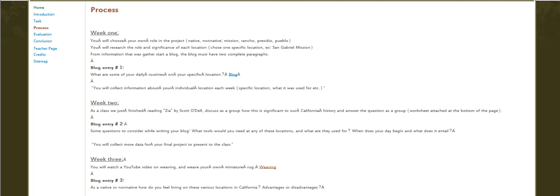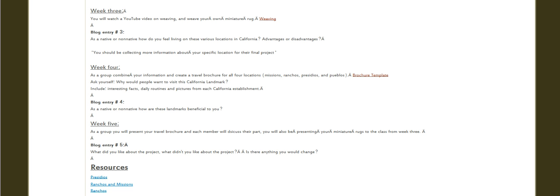Week 2 will be a group assignment, and they will have to complete a worksheet and discuss how it's relevant to California history after reading a book as a class. Also for week 2, they will have an individual blog entry, as they will every week. For week 3, students will need to continue researching for their final project, but they will also be watching a video on weaving, and they will learn how to weave their own miniature rug.